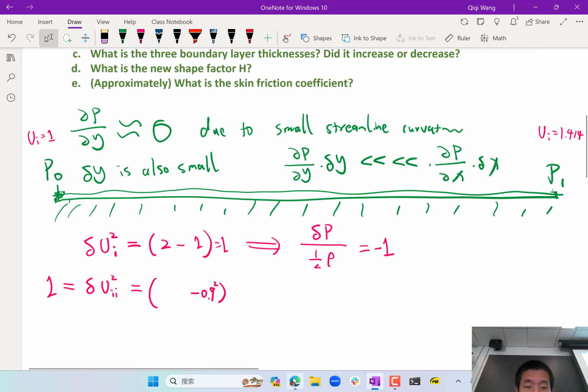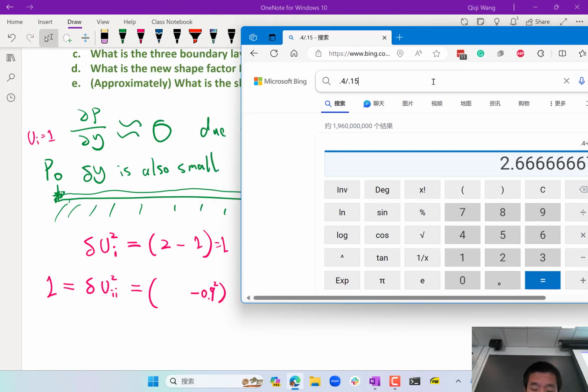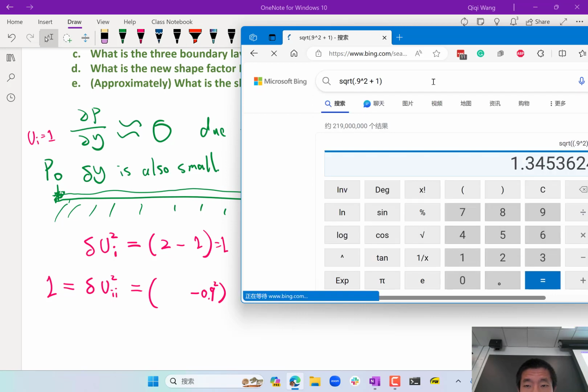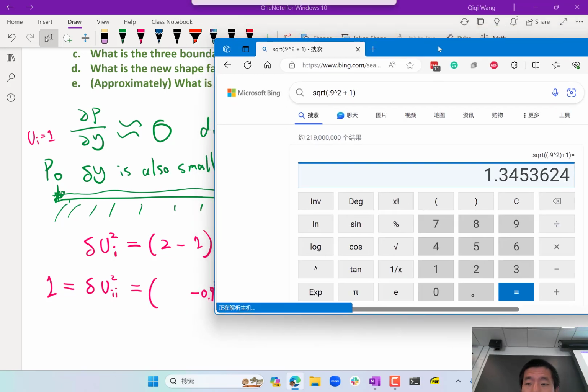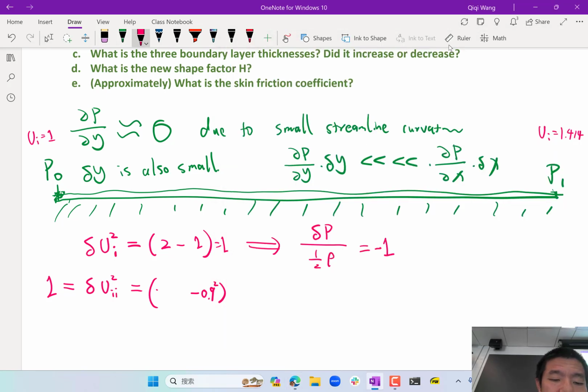So let's actually do the calculation here. We have 0.9 squared plus 1, and then take a square root. That needs to be the velocity we have downstream on the second layer. So let's just put a 1.3. All right. Is it clear what I'm doing here? This is actually, let me just erase this, this is 1.414 squared.